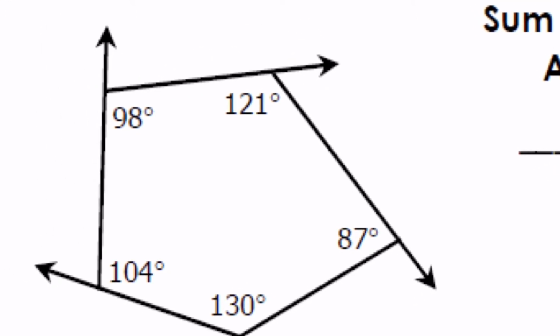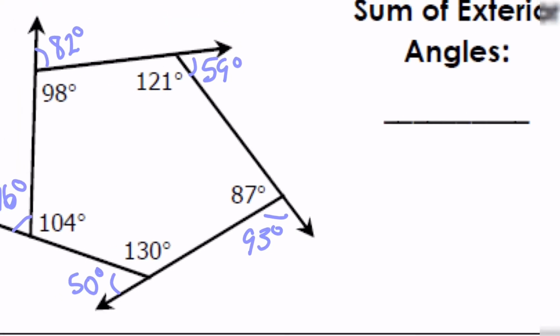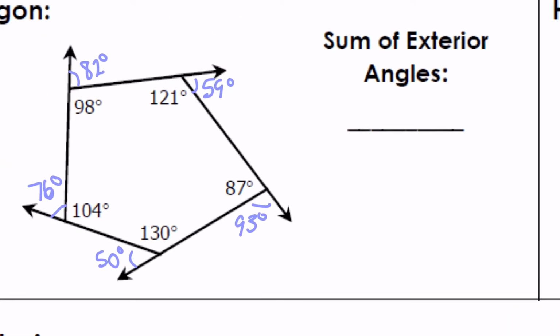So then I want to look at a pentagon. So this angle is 180 minus 98, which gives me 82. This one's 59. This one's 93. This one's 50. And this one's 76. Once again, I add all of those together. I end up with a sum of 360 degrees.